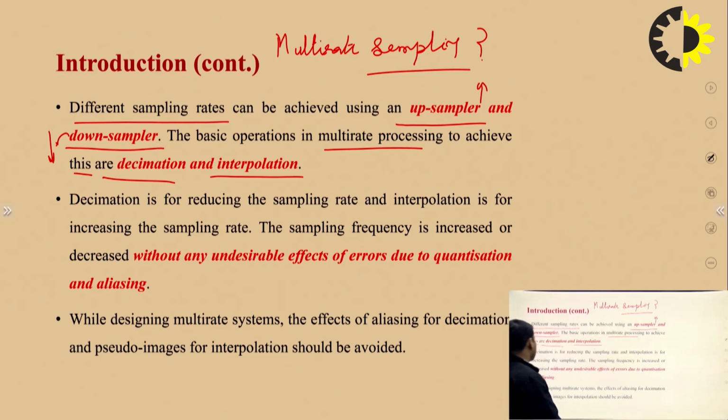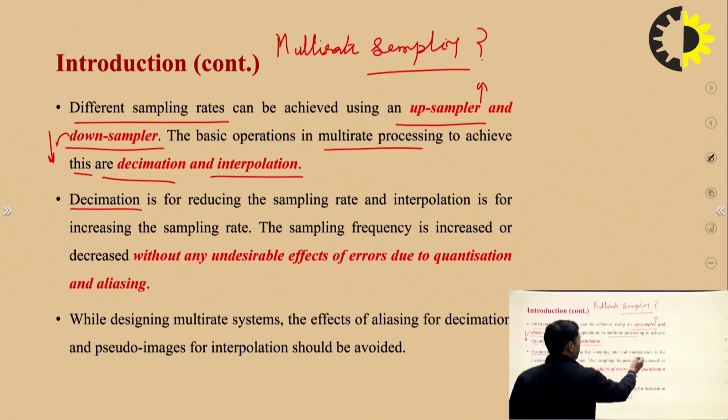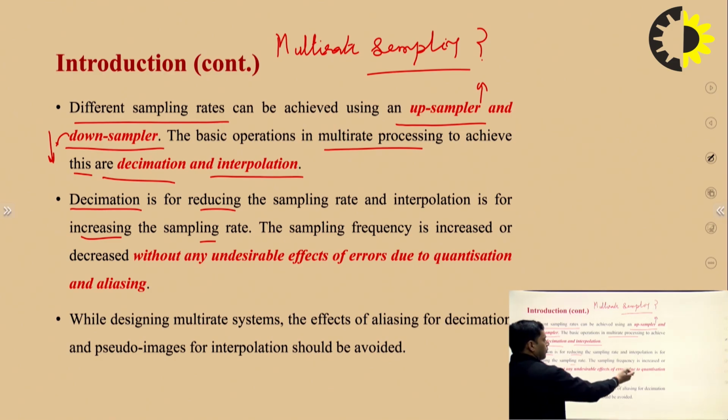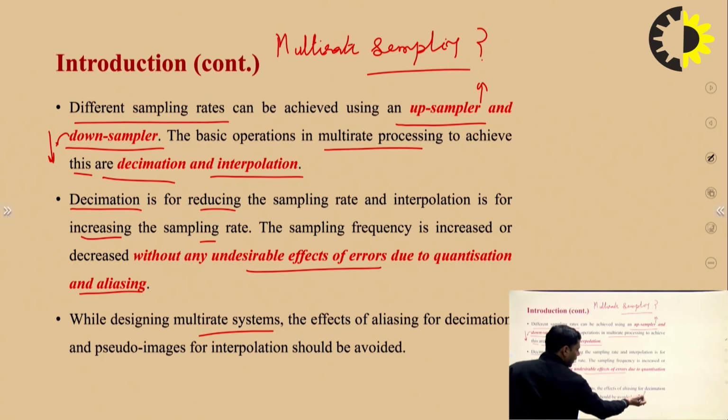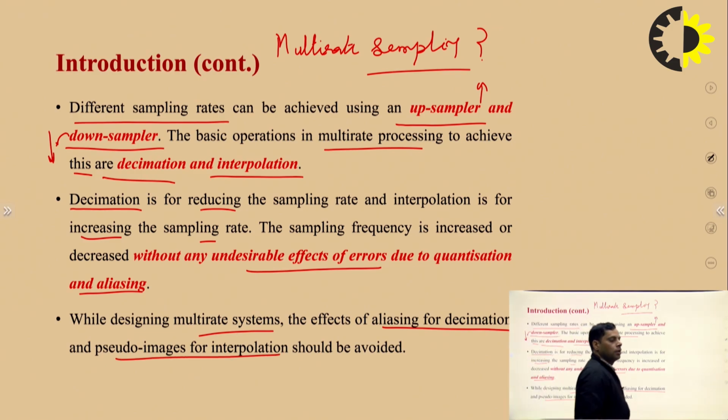Here I have considered decimation. Decimation is for reducing the sampling rate and interpolation is for increasing the sampling rate. The sampling frequency is increased or decreased without any undesirable effect of error due to quantization and aliasing. So while designing a multi-rate system, the effect of aliasing for decimation and pseudo images for interpolation should be avoided.